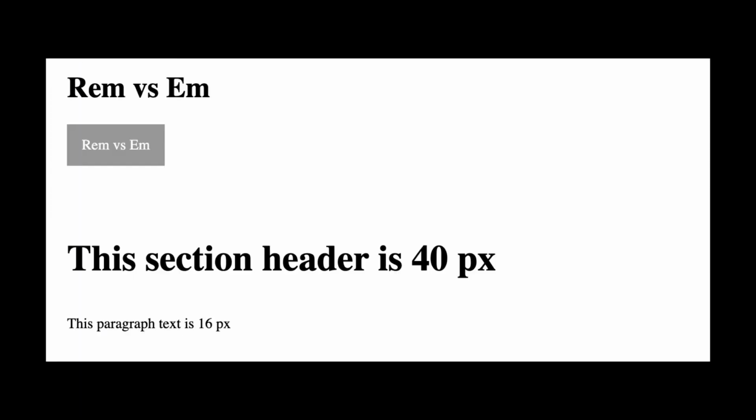The size of the P text will be 16 pixels, or 1 times the root element font size of 16 pixels, the font size of the HTML document. The size of the H3 text will be 40 pixels, or 2 times the font size of the parent element, which is section that has a font size of 20 pixels.